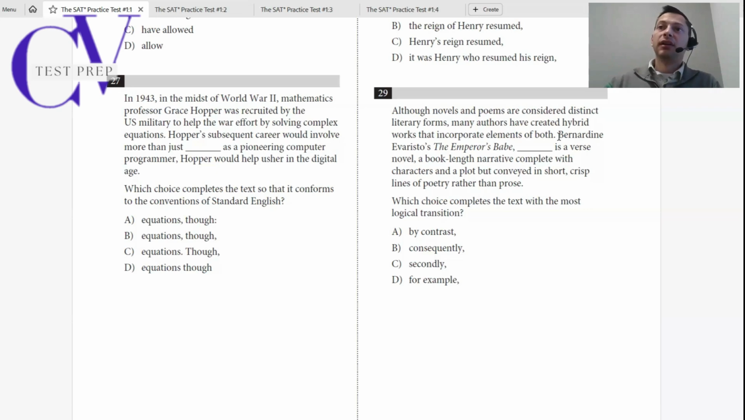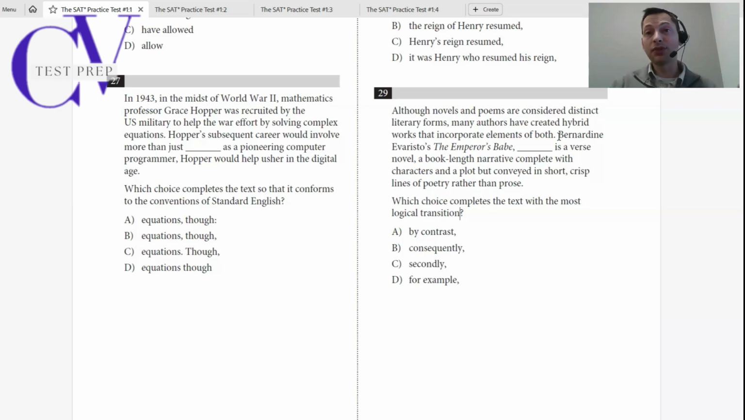Okay, let's look at the next sentence. Bernardine E., the Emperor Babe, is a verse novel, a book-length narrative complete with characters and a plot, but conveyed in short, crisp lines of poetry rather than prose. So they're saying that Bernardine's Emperor's Babe is a novel, and there's characters, but it's conveyed in short, crisp lines of poetry rather than prose. So it's a novel and poetry sort of combined into one.